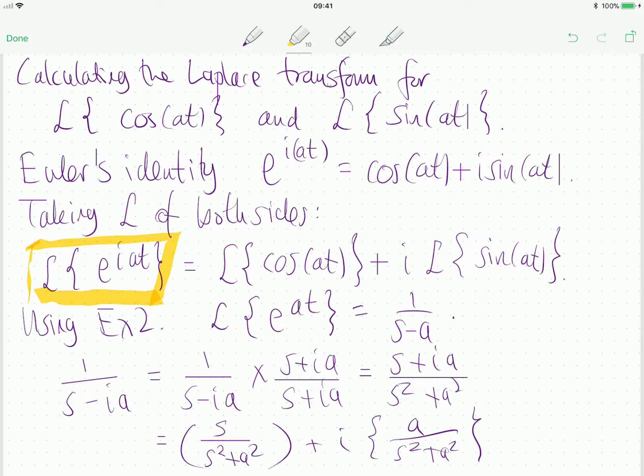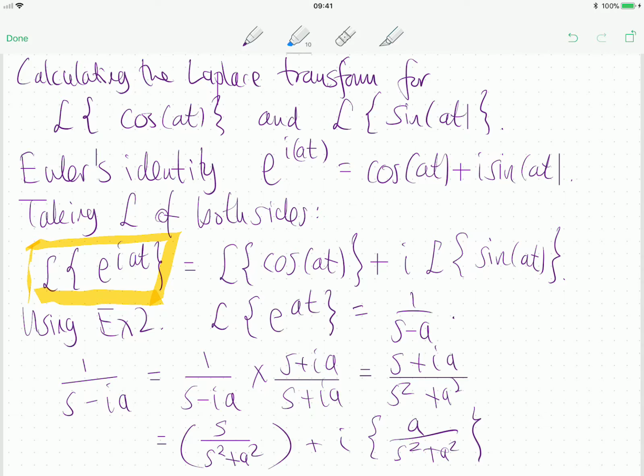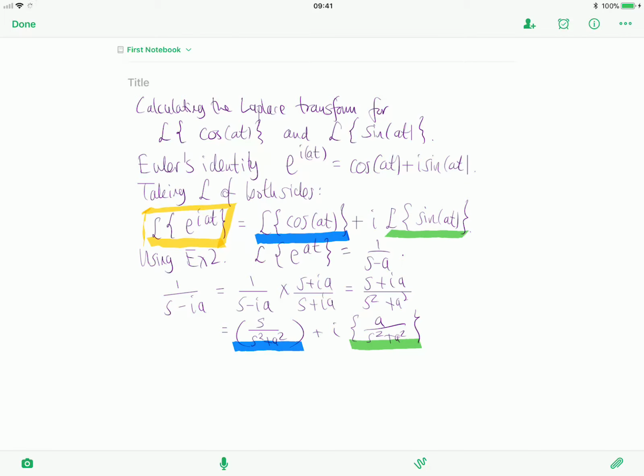Now, simply comparing the two sides, we can see the real part, well, this is the Laplace of cos AT, and on the left, the real part is this thing here. Similarly, for the imaginary part, the Laplace of sine AT, well, on the right-hand side, is just this thing here. So comparing both of the sides, what do we see?